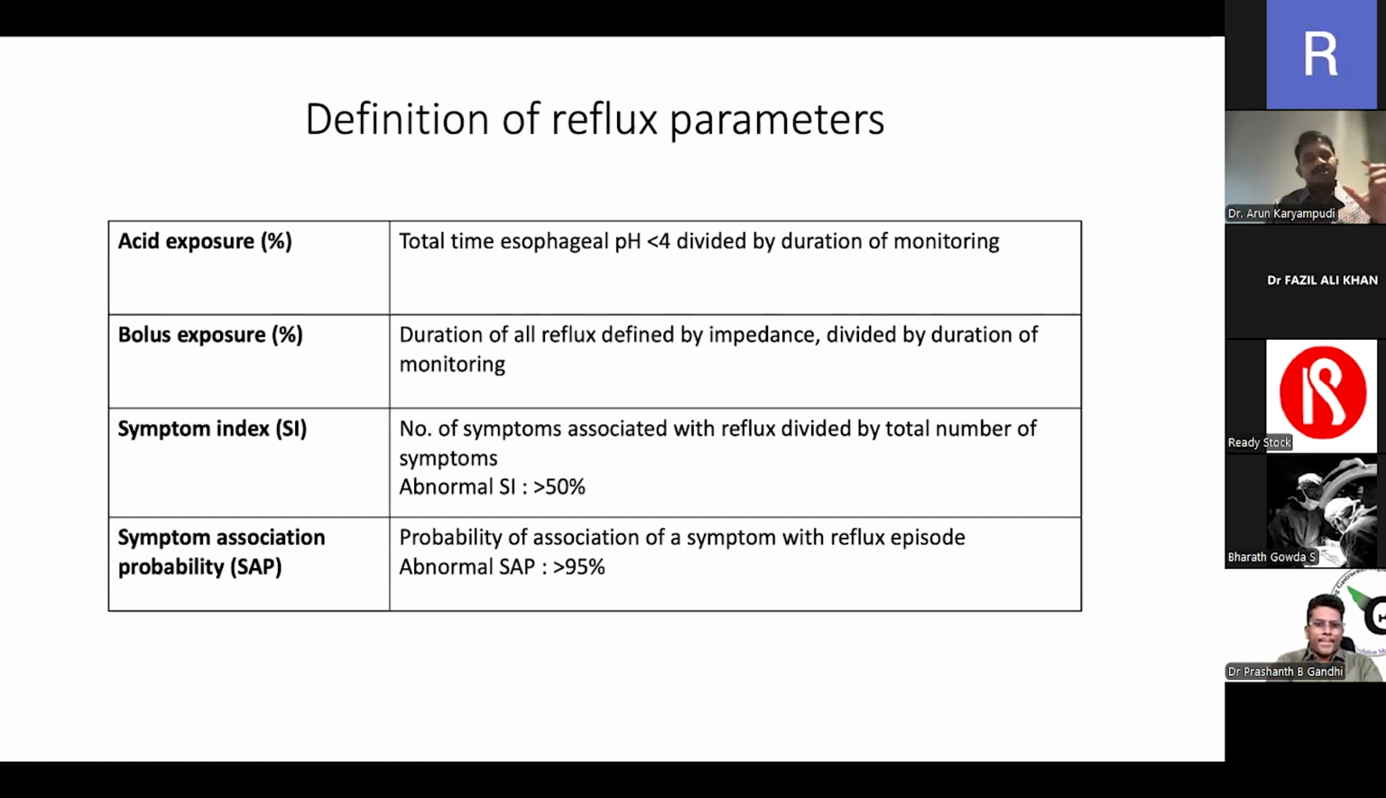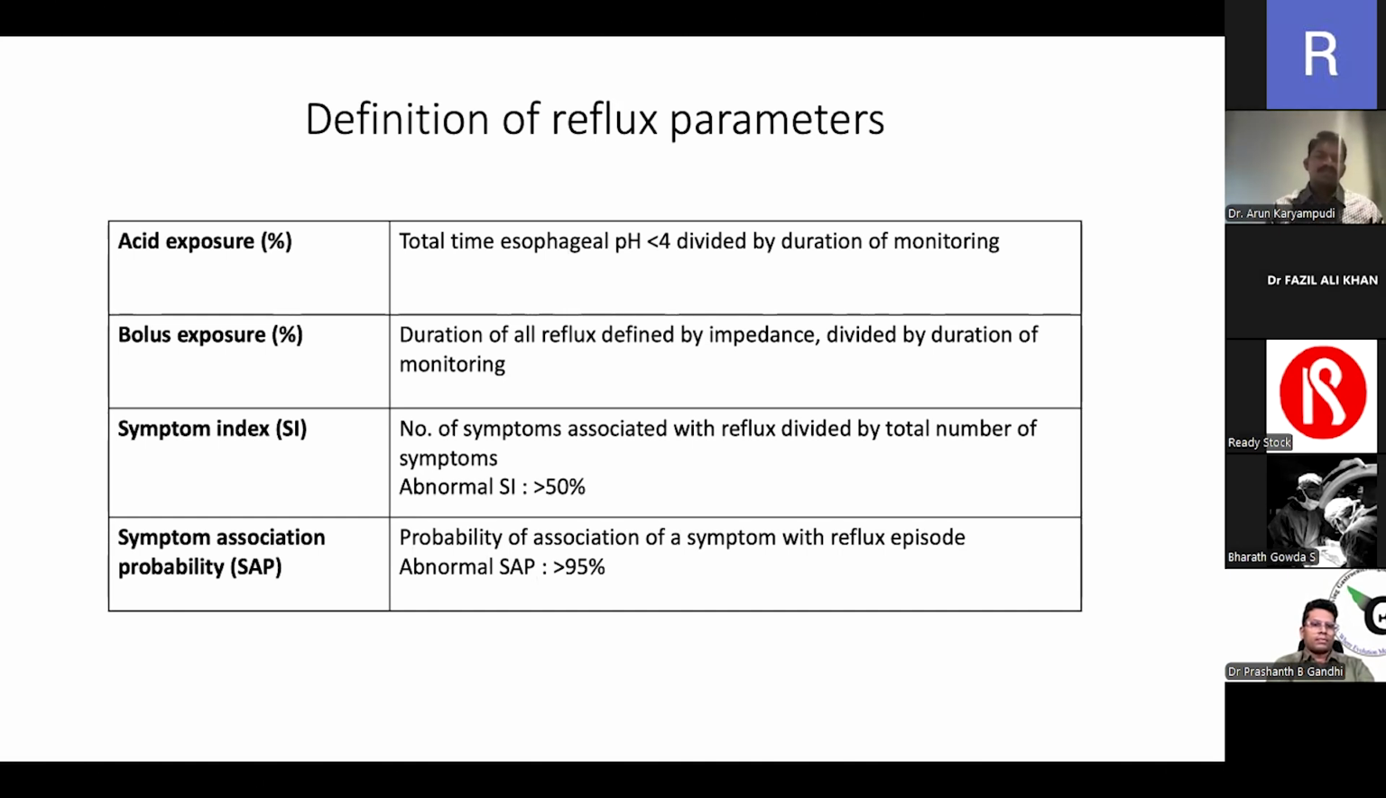So what do you mean by symptom index and symptom association probability? These are the reflux symptom association parameters. So what is symptom index? Symptom index is simply the number of symptoms associated with reflux divided by the total number of symptoms. Whenever the symptom index is more than 50%, you call it an abnormal or a positive symptom index.